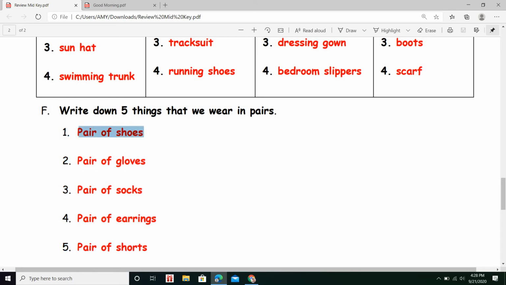We have a pair of shoes, because as we already know, shoes have a right side and a left side. And then we have a pair of gloves. Gloves also consist of a right side and a left side. And then a pair of socks, of course, a pair of earrings for the girls, and a pair of shorts for our exercise.